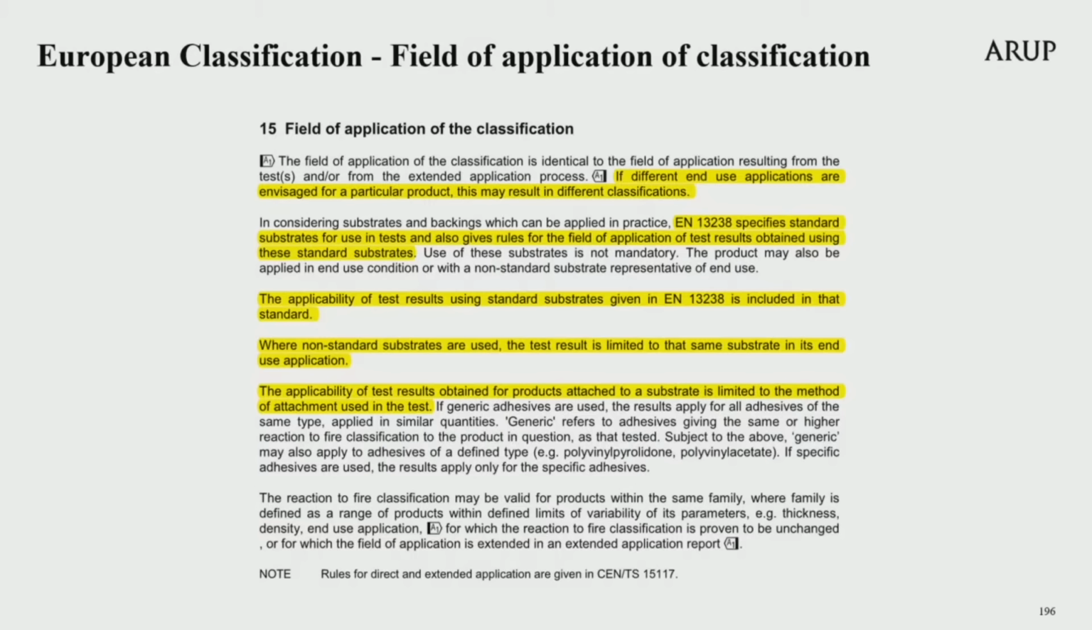When such a representative substrate is used, the test result is limited only to that same substrate in its end-use application. The applicability of test results obtained for products attached to a substrate is limited to the method of attachment used in the test. An extended field of application is the outcome of a process involving the application of defined rules that predict a test result, but based on one or more test results to the same standard.